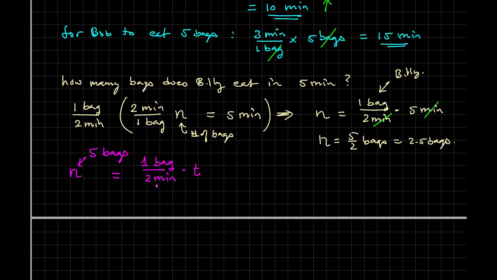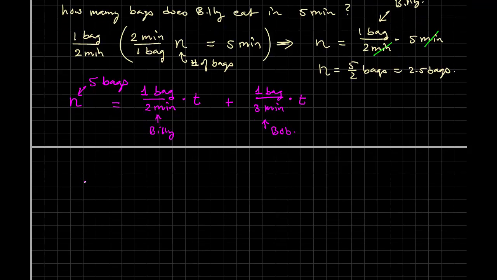But it's not just Billy that is eating, right? We also have Bob, who's eating at the same time. And how many bags does he eat? Well, he eats 1 bag every 3 minutes. So instead of 1 bag over 2, we have 1 bag over 3. Now he's going to eat for the same amount of time as Billy eats. Right? They're eating at the same time. So think about it. After 3 minutes, Billy has eaten 1.5 bags, and after 3 minutes, Bob has eaten 1 bag. So together they've eaten 2.5 bags. Okay, so you can see the answer coming here.